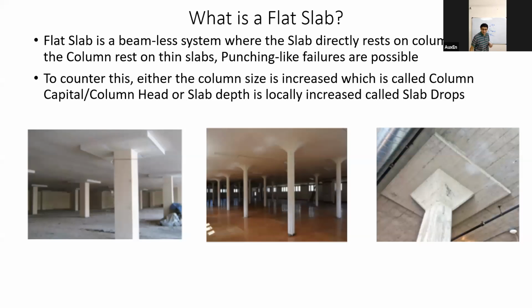What is the second strategy that we have? So the second strategy is to provide what is called a drop panel. So instead of increasing the slab thickness throughout, we are increasing the slab thickness at a local level near the column junction, and this will be called a drop panel.